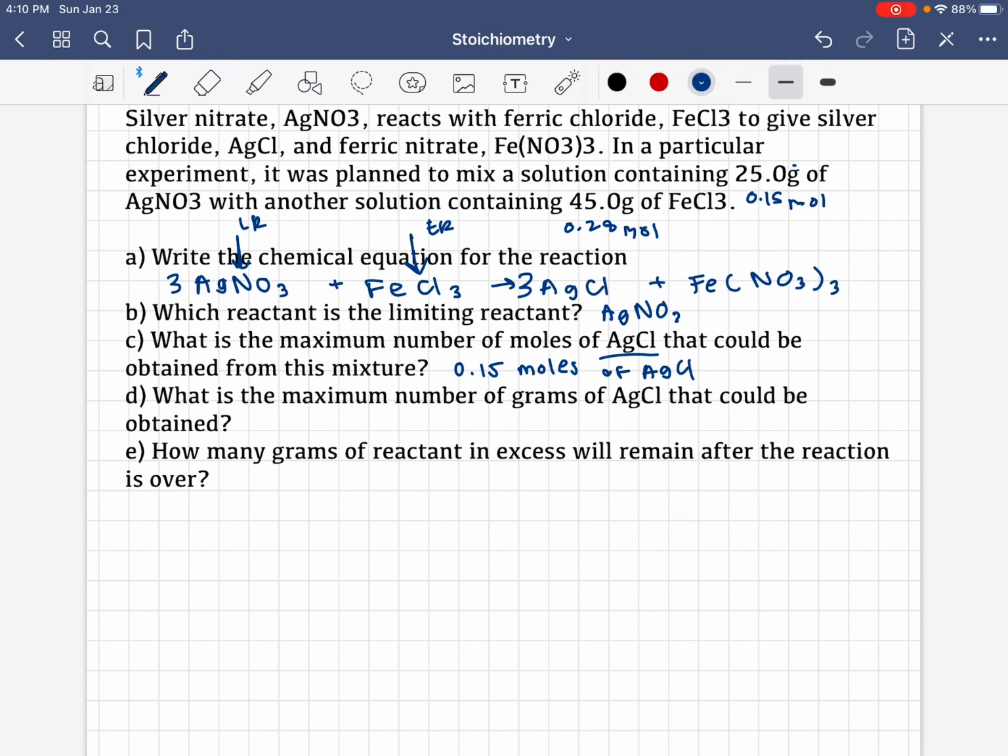Okay, next, what is the maximum number of grams of AgCl that can be obtained? These questions are basically the same, except this one asked about moles and this one is asking about grams. So we just need to convert what we found here into grams. So 0.15 moles of AgCl.